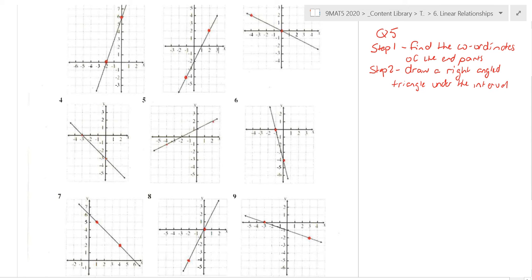So doing that, I'm going to do question 5 first. I'm going to find my 2 points. This point here, x value is 2, y value is 2, my points are 2, 2. Here I have an x value of minus 4, a y of minus 1. My 2 points are minus 4, minus 1. And then I'm going to draw my right angled triangle underneath and put in my right angle.